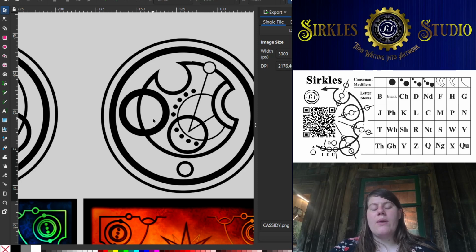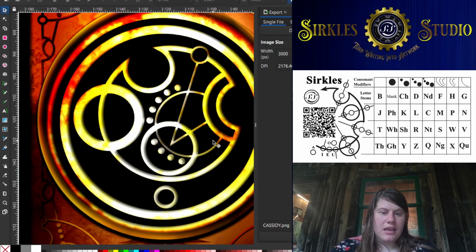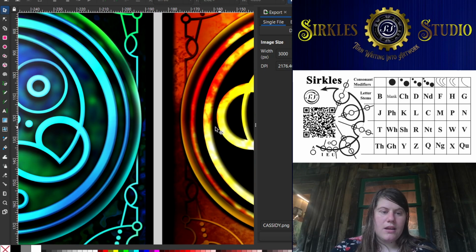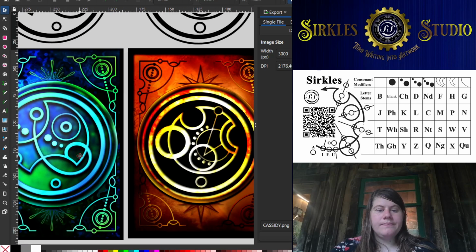CASSI, D with 3 dots, Y with 2 dots. And again, that is the same design that is here. So CASSIDY, and then VALERIE. And those are those designs.